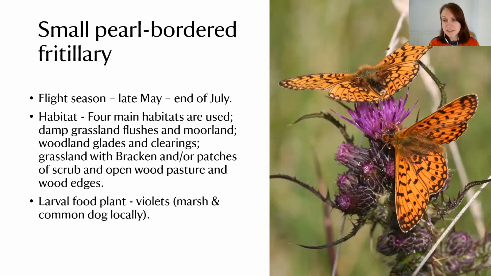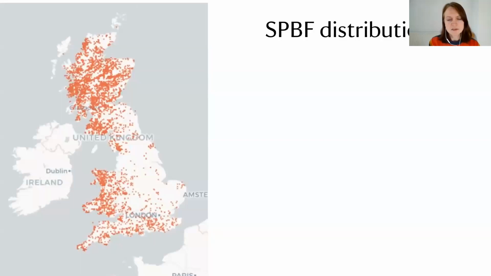Larval food plant, so quite similar to dark green fritillary, focused on the violets. Marsh violet is the typical one, but they do use common dog violet as well. But I think locally there's more using the marsh violets, and that explains the association with the wet areas as well. So in terms of the distribution, not quite as widespread throughout all parts of the country as the dark green fritillary, a bit more of a westerly and northerly species.